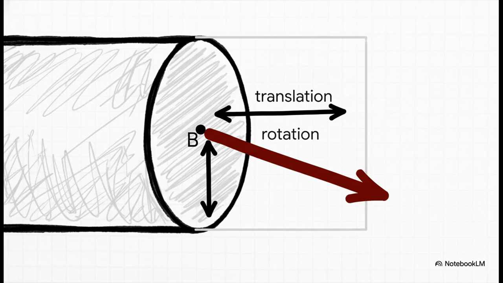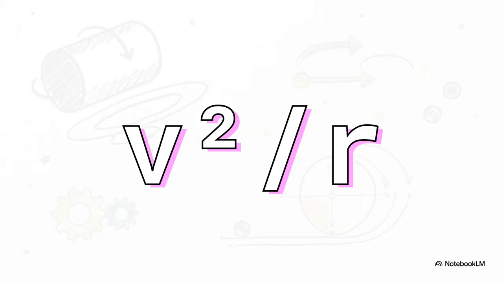A little bit of Pythagoras tells us the final speed is v times the square root of 2, and it's pointing down and to the right at a perfect 45-degree angle. And the acceleration? Well, it's actually just as simple as it was for point A. Again, it's purely centripetal. The magnitude is still v squared over r, but this time it's pointing horizontally, from point B straight back towards the center of the cylinder.